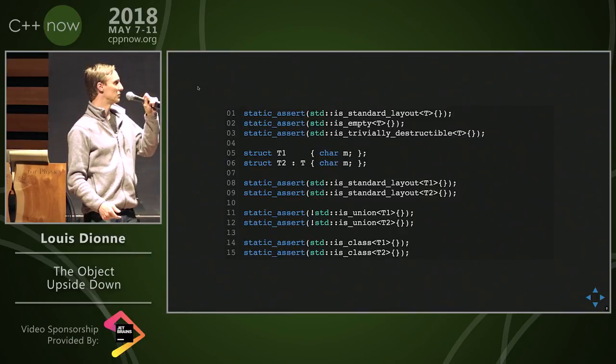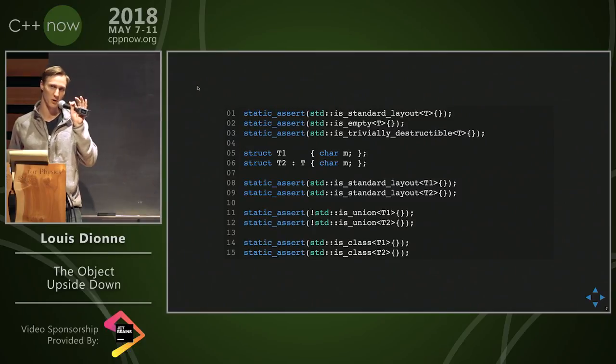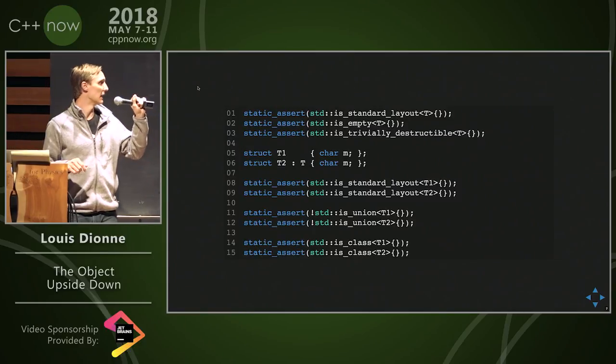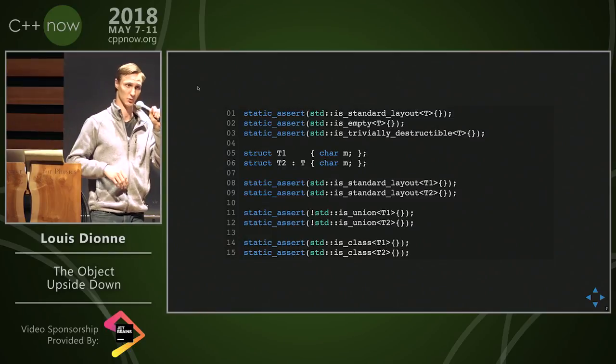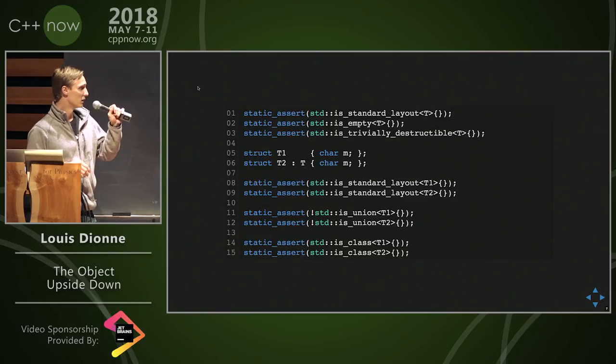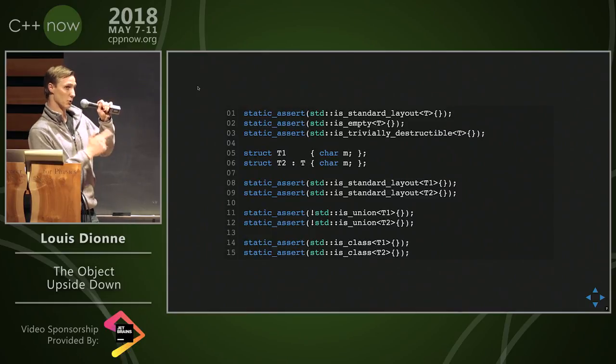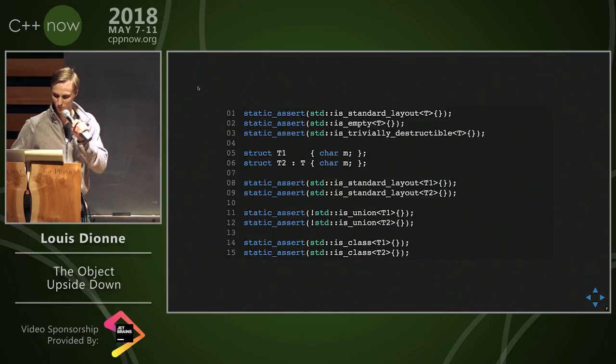Then I have T1 and T2, both of them have a member M, which is a char. And T2 also inherits from T, which is this empty object that has no default constructor. This results in T1 and T2 being standard layout. Obviously, they're not unions, and they're classes. This is important for what is coming up.